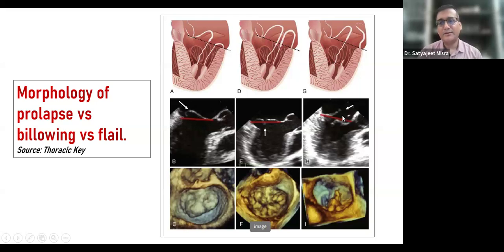Whereas in flail, you will have a free edge of the leaflet tissue. This arrow points to the free edge of the leaflet tissue that is floating in systole and well above the coaptation line, well above the annular line, I'm sorry. And in this 3D image also, you can see this flail segment on the posterior mitral leaflet. So this is important for us to understand the morphology of prolapse, billowing, and flail using both 2D as well as 3D.